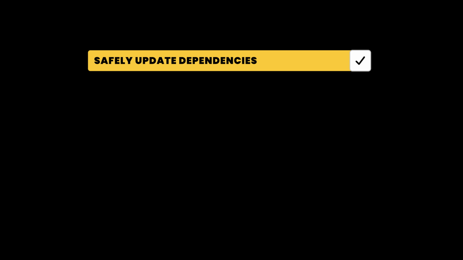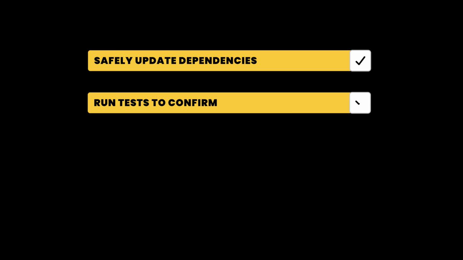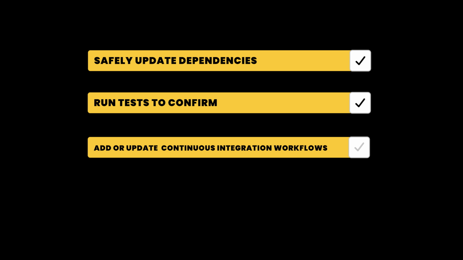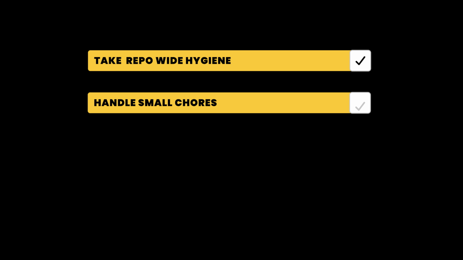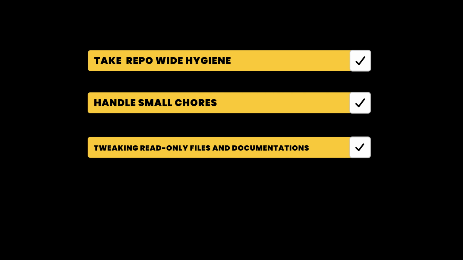For example, it can safely update dependencies to newer minor or patch versions and run tests to confirm that nothing broke. It can even add or update CI, continuous integration workflows, so your tests run automatically on each pull request. It can take care of repo-wide hygiene, like reformatting the code base or cleaning up your imported files. It can even handle small chores such as tweaking README files and documentations.